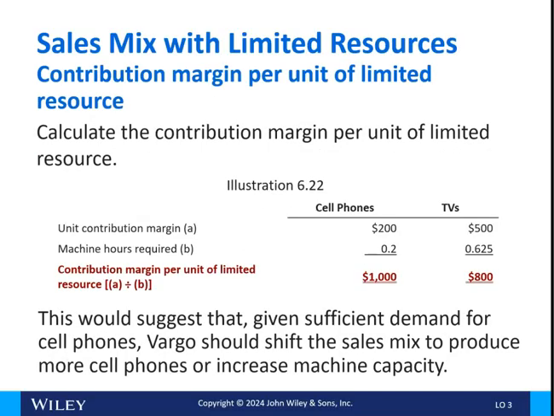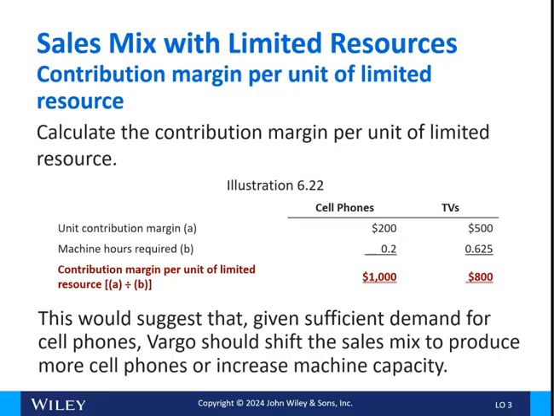So we can calculate the contribution margin per unit of limited resource. We take our contribution margin per unit by product divided by the limited resource, in this case machine hours required. So the contribution margin per unit of limited resource is $1,000 for cell phones, $800 for TVs. This would suggest that given sufficient demand for cell phones, they should shift the sales mix to produce more cell phones or increase machine capacity.